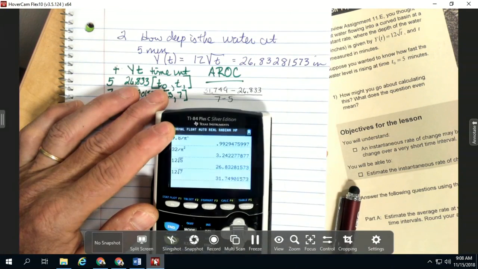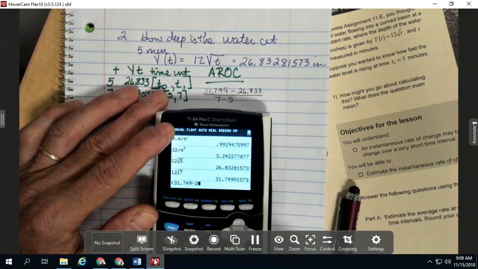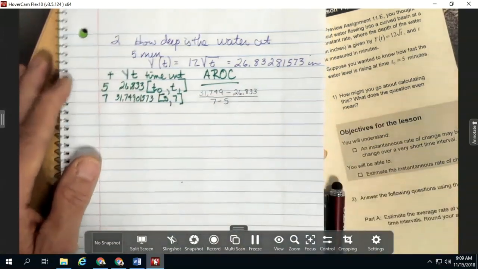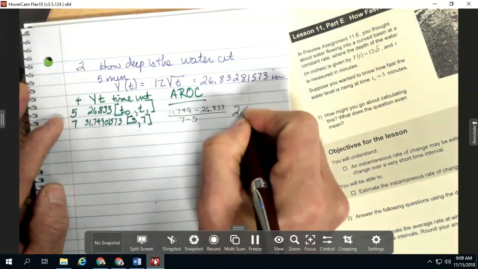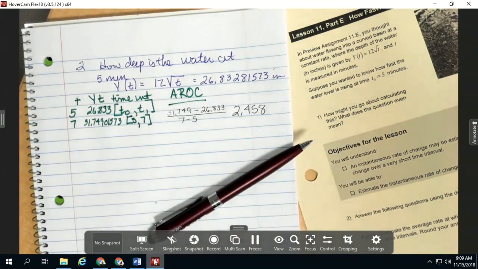So I'm going to have to use parentheses. 31.749 minus 26.833, close parentheses, divided by 7 minus 5. Obviously, I could have just done 2 there, right? And I get the average rate of change there is 2.458.